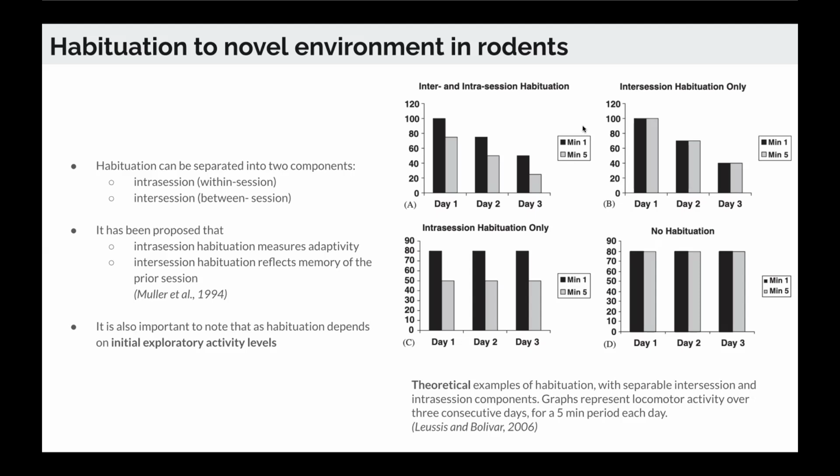So black bars are the exploration rate within the first minute, and gray bars are by the end of the fifth minute. And here you can see that over days the exploration rate drops.